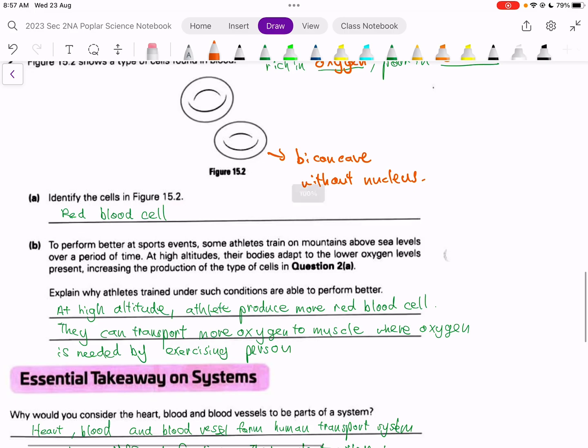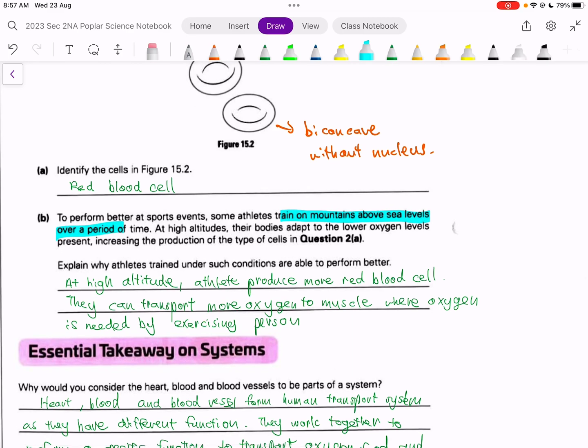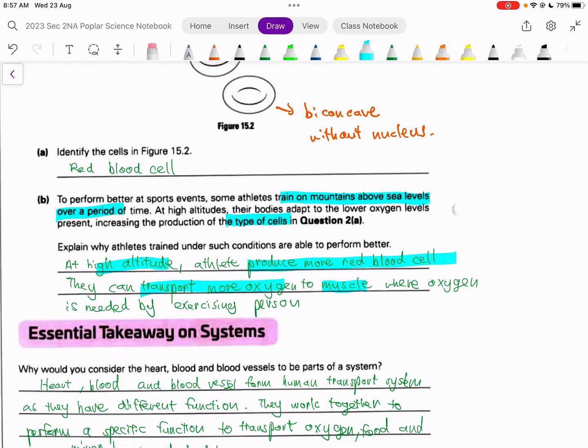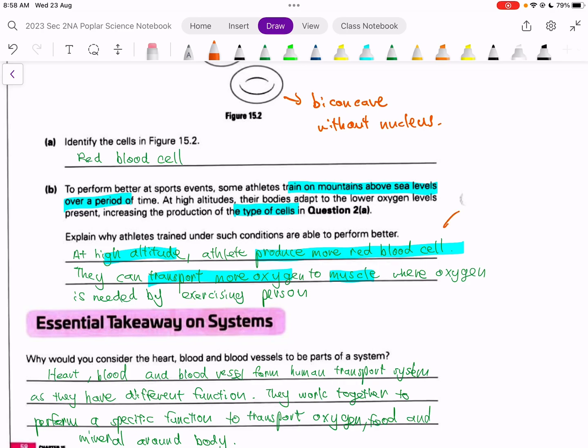I think we got a very interesting question down here. If you have athletes training at high altitude, it helps them to perform better, and they can adapt to lower oxygen levels by increasing the production of red blood cells. At high altitude they produce more red blood cells, then they can transport more oxygen to the muscles, where oxygen is needed by the exercising person. So you produce more red blood cells, you can transport more oxygen. That's how it helps to condition you when you train. It's a type of conditioning when you train at high altitude.